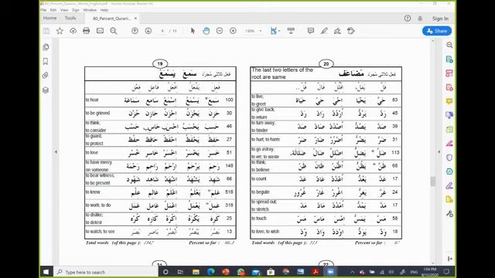Okay, for those that are wondering about boxes 7, 8, 9 and 10, I will see if I put those up. I will look into that, inshallah. All right, so here we are.